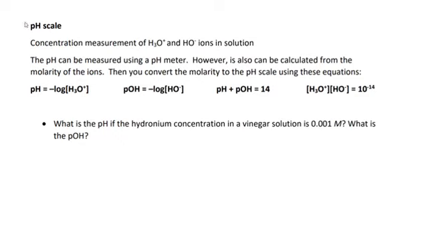So now we're going to look at the pH scale. And the pH scale is just another way to measure the concentration of hydronium ions that are in solution. From that, we can also measure hydroxide ions, but the pH is just another way of directly measuring that concentration of hydronium ions.